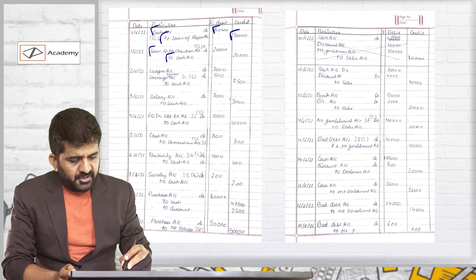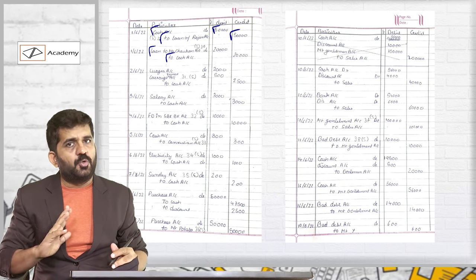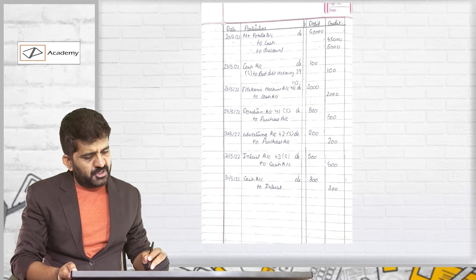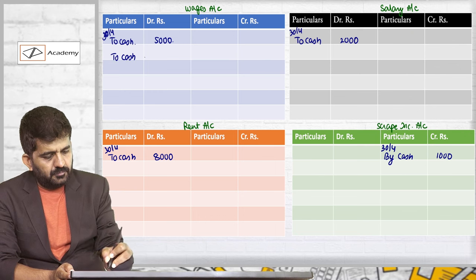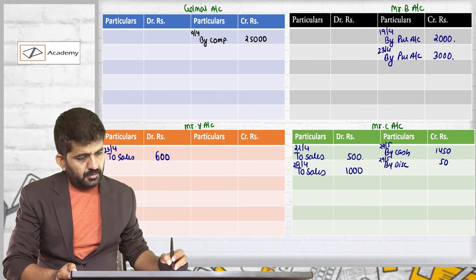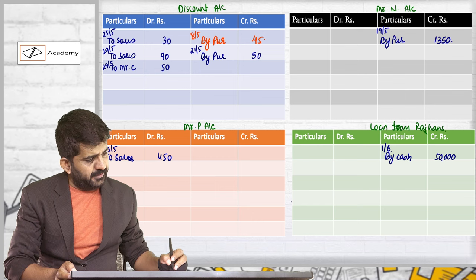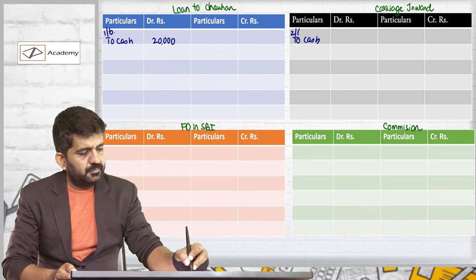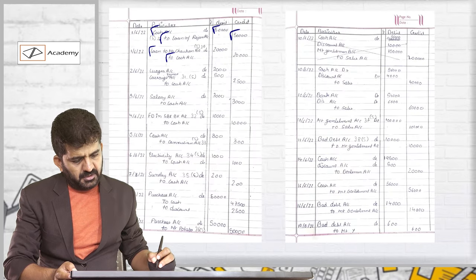Wages account debit, carriage inward account debit to cash. Now you might have passed a separate journal entry. You can post it in that manner. I am posting it in this manner. Wages account debit to cash 2000, second June. Carriage inward account debit to cash, 2nd June. Wages is 2000. Carriage is 500.